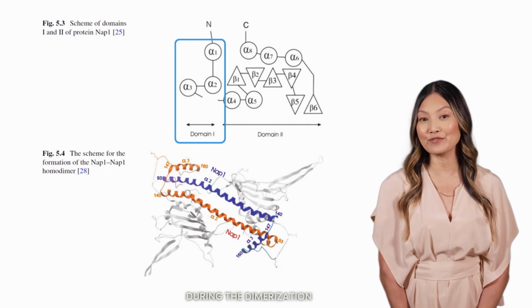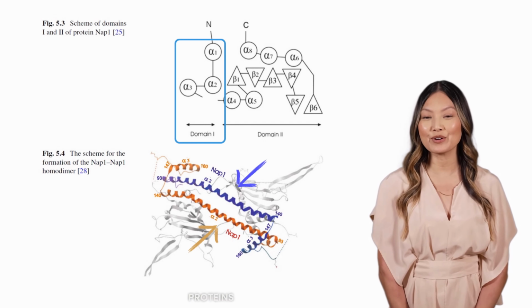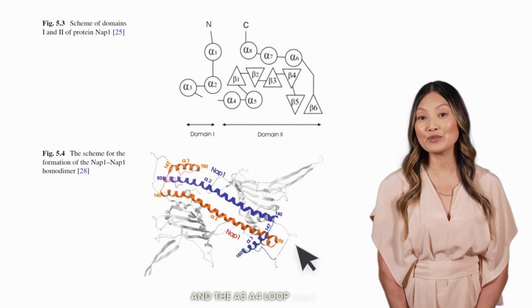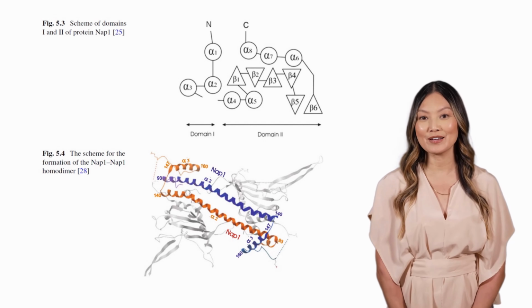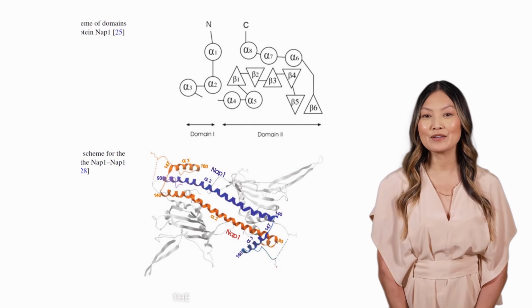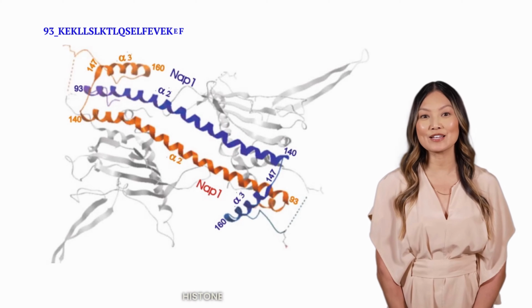During the dimerization process, an interaction occurs between the longer two helices of two proteins in opposite directions. The dimer is further stabilized by the A2A3 loop, the A3 helix, and the A3A4 loop that wraps around the base of the A2 helix of the dimerization partner. In the figure, a schematic representation of the domain 1 and domain 2 structures is presented. The following figure shows a scheme of the formation of the Nap1 homodimer by two proteins of the histone chaperone.